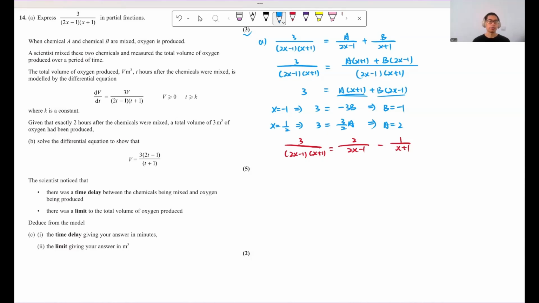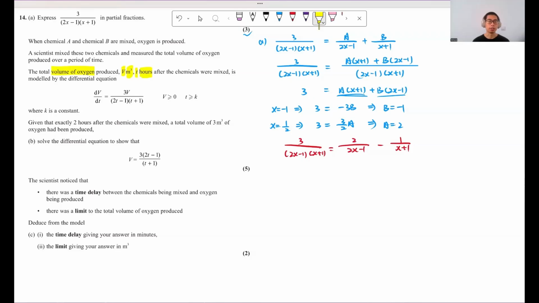And then the second half. When chemical A and chemical B are mixed, oxygen is produced. A scientist mixes those two chemicals and measures the total volume of oxygen produced over a period of time. The total volume of oxygen produced is V meter cube. So for modeling questions, always check the units each time. For volume of the oxygen, V is meter cube. And then time t is hours. So make sure, don't forget that.